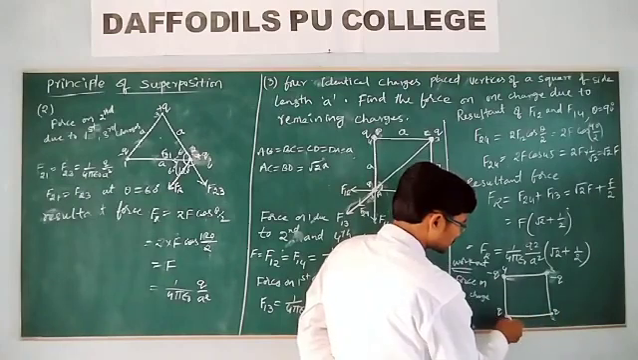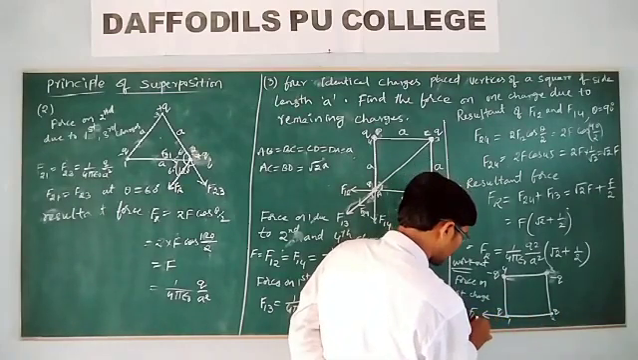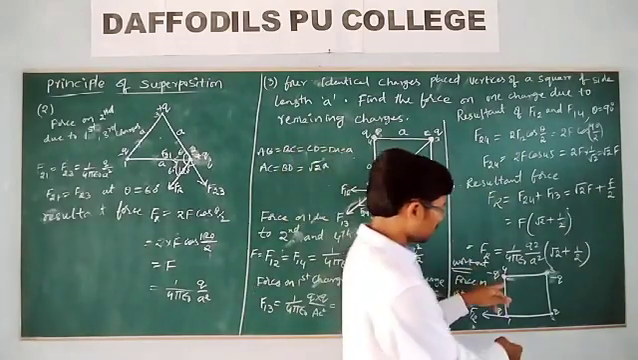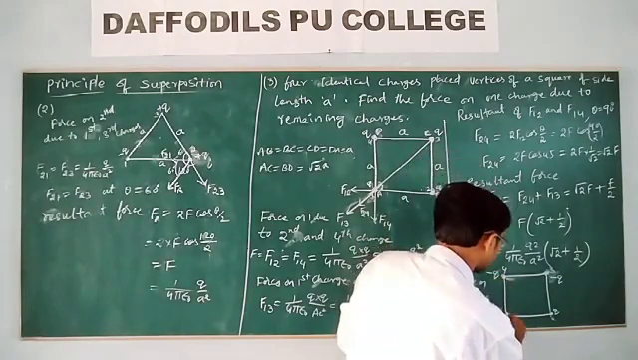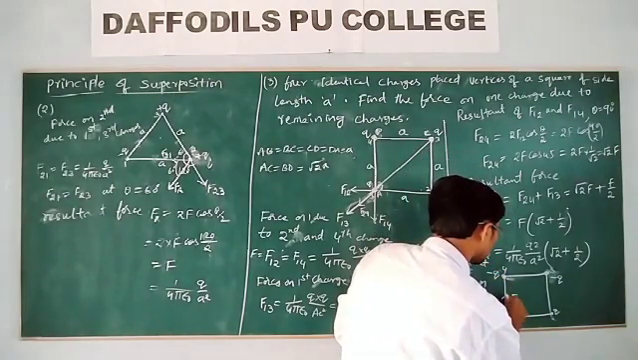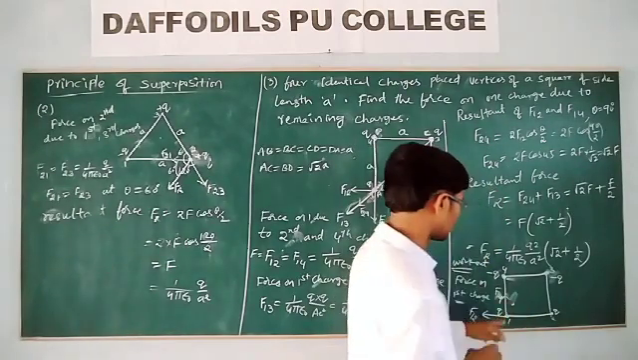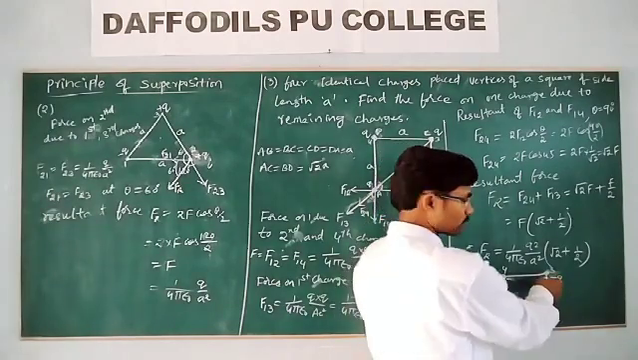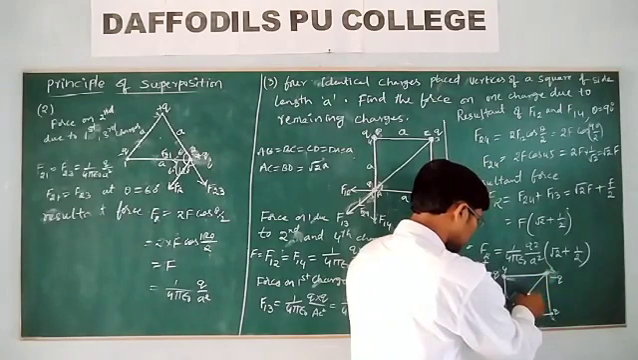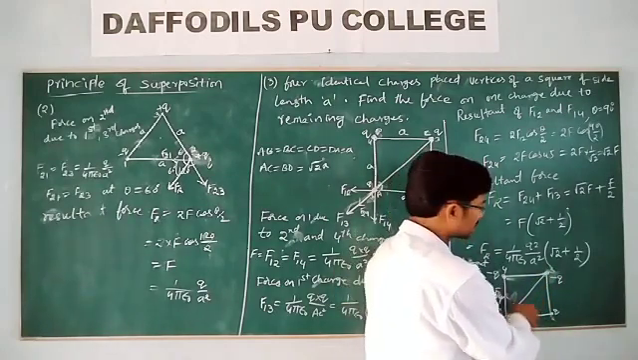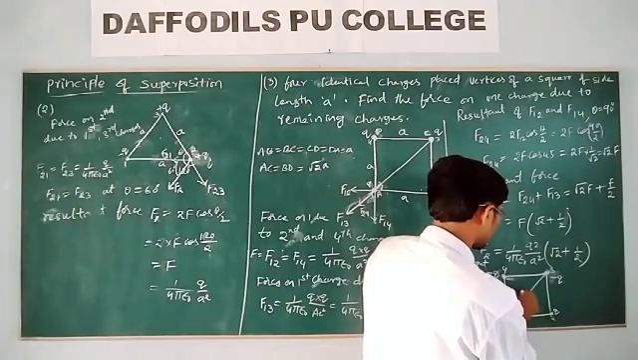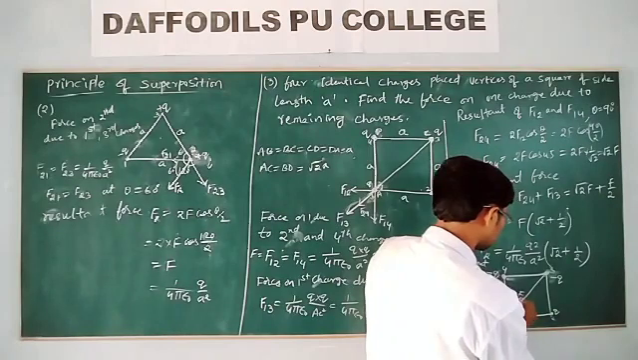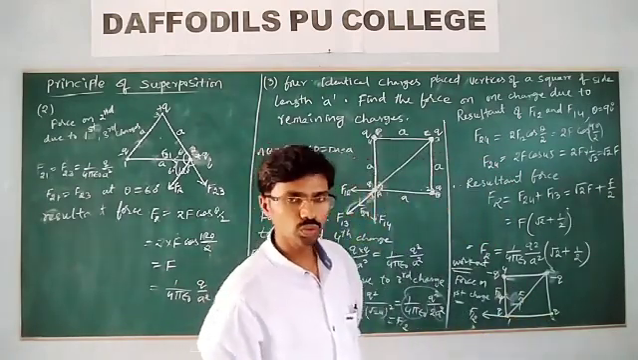What is the force due to this charge? F12. Now look at this one. As it is a negative charge and this is a positive charge, the force on this charge due to this one is what? Attractive. F14. Similarly, one more charge we have. Due to these two charges, this is a positive charge, this is a negative charge. And what is the direction of this force? F13. Is it okay?